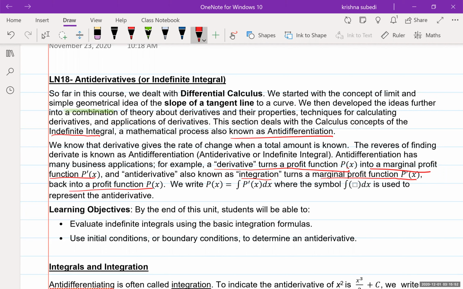Okay, and then we write it this way. Our total profit function, p of x, is the antiderivative of the derivative of the profit function. Remember, this integral sign and dx always come together. That's the symbol. It's just a stretched s, and that is the symbol for antiderivative or integration. We call it antiderivative or integration.